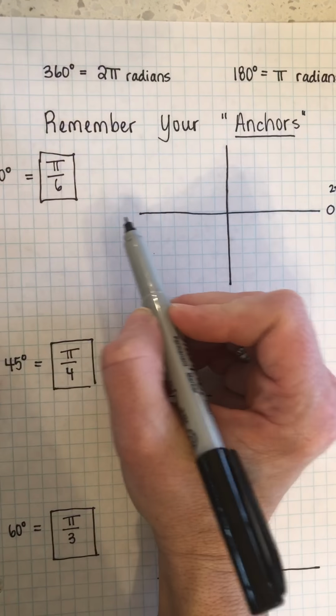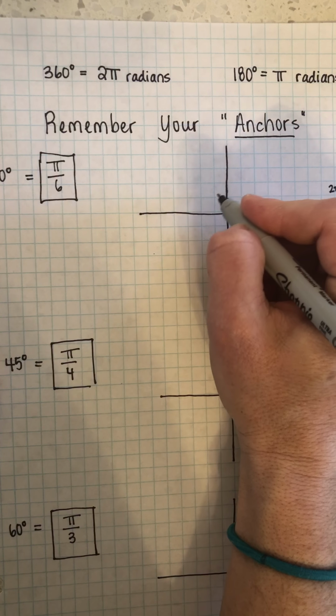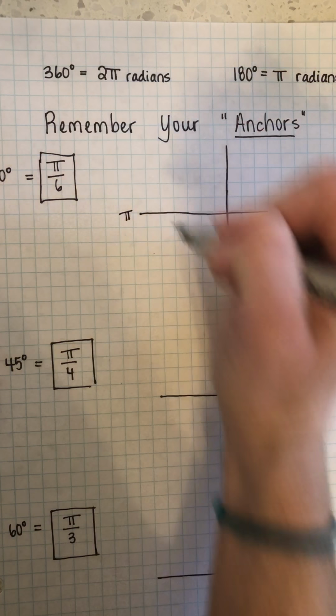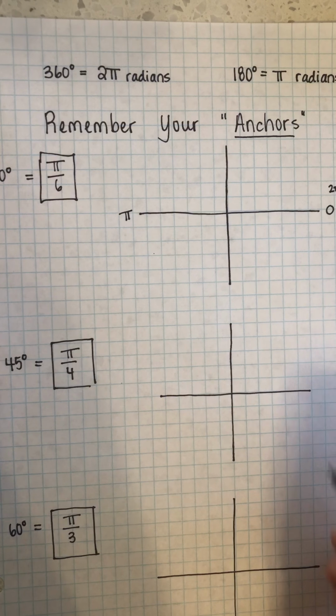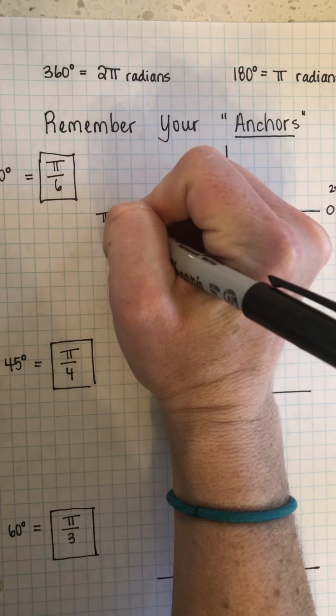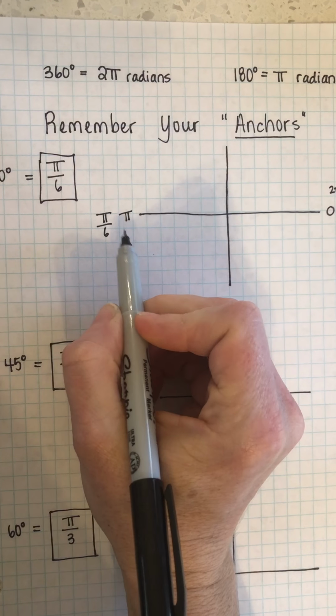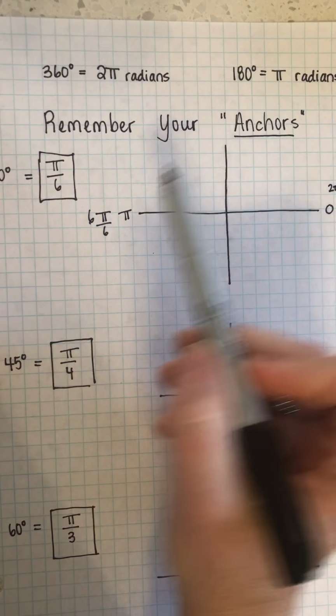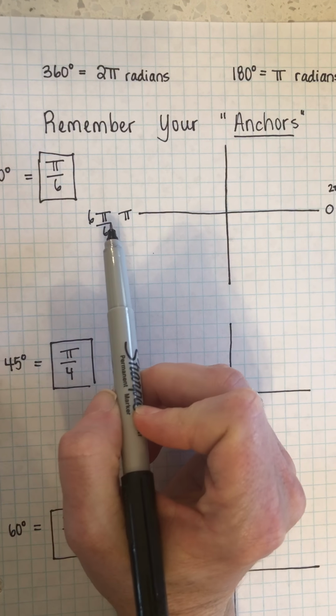Well, we can also get an anchor on this side. If halfway around a circle is 180 degrees, that's also pi radians. So that's where pi radians lands. Well, how many pi over 6s make pi? That would be 6 pi over 6. So 6 pi over 6 is an anchor that we use.